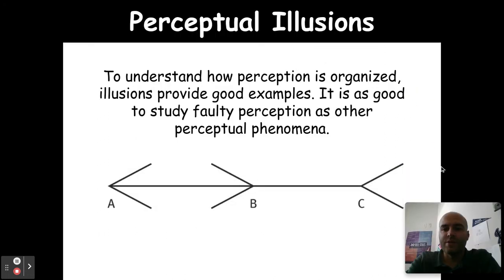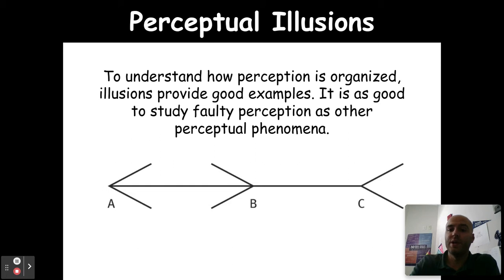To understand how perception is organized, illusions actually provide good examples. It's just as good to study faulty perception and how illusions can trick us as other perceptual phenomena, because it can tell us a lot about how we perceive. For example, here you have something called the Müller-Lyer illusion. If you look at these two lines and I asked you which one was longer, based on your perception and the way the information is organized, you would probably say B and C, right? Because it looks that way, when in reality they are the exact same length. So that tells us a little bit about how our perception can change based on the way information is presented to us and how we can be tricked through that type of thing.